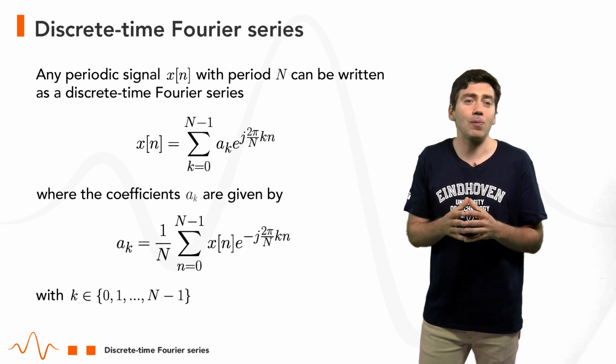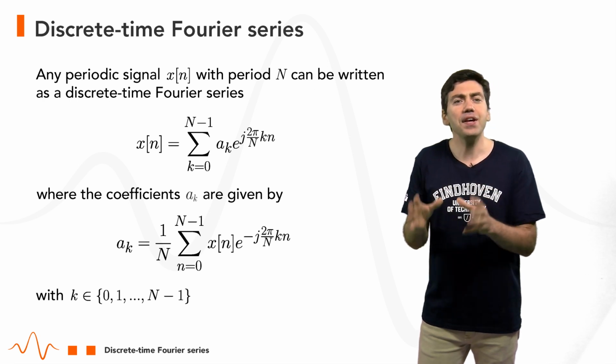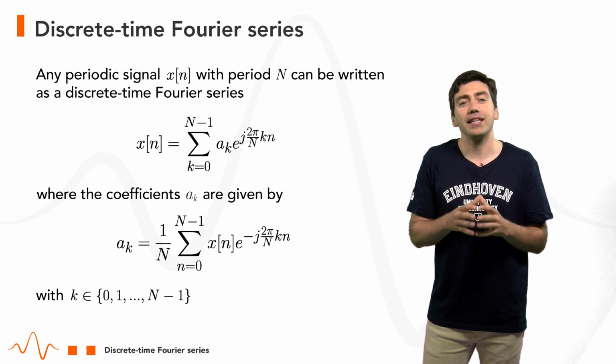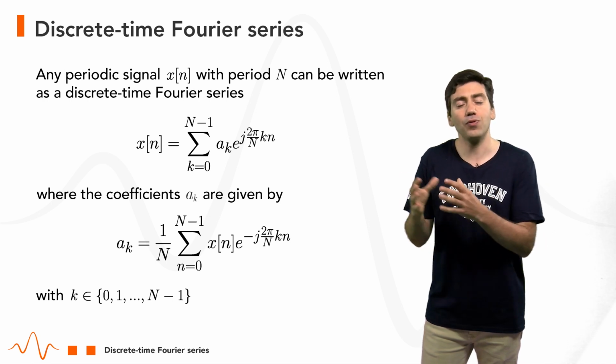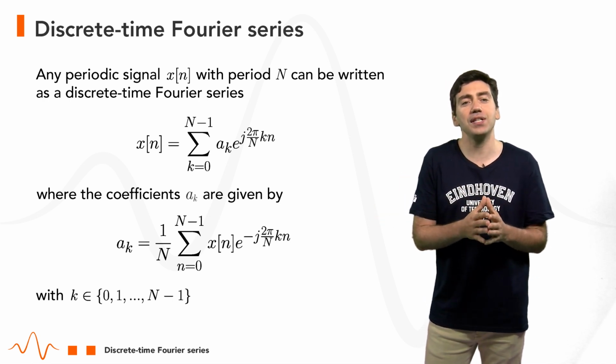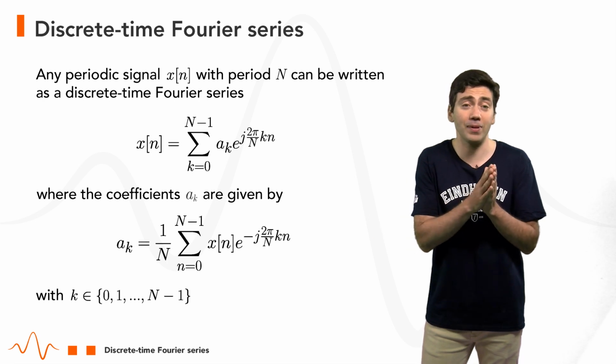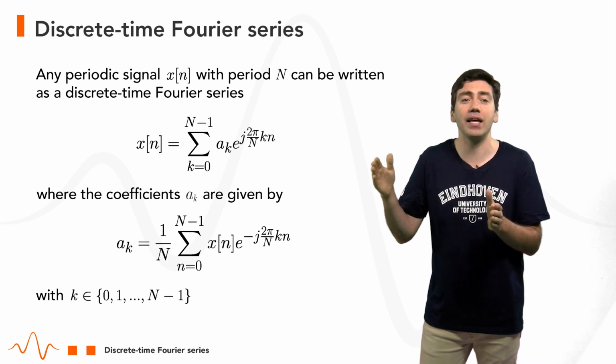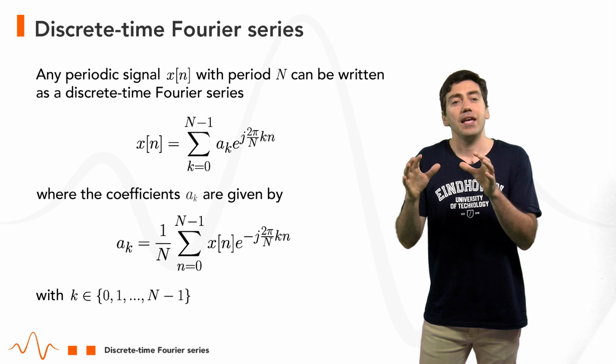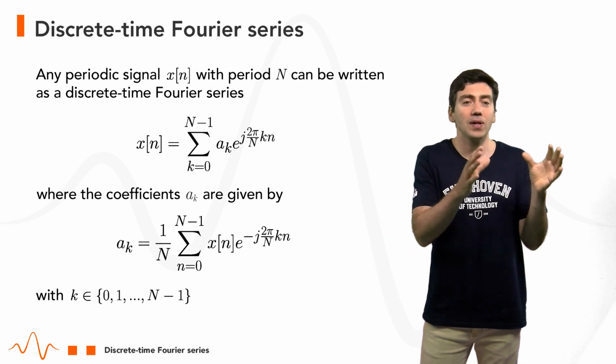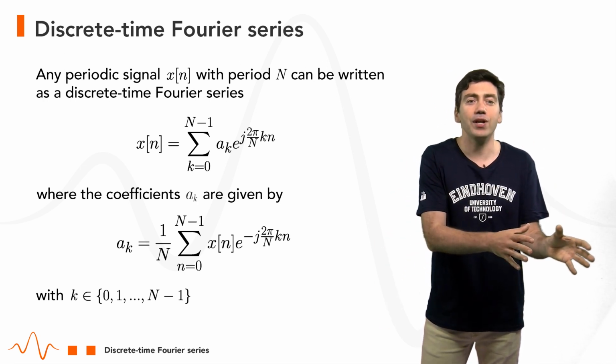The derivation of these formulas is given in lecture notes. Here, I just want to highlight that to compute the ak's through these formulas, you only need to consider the signal over a period from time n equals 0 until capital N minus 1. And then you compute also capital N Fourier coefficients ak.